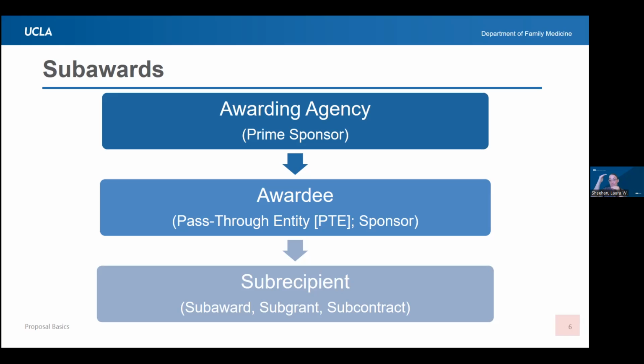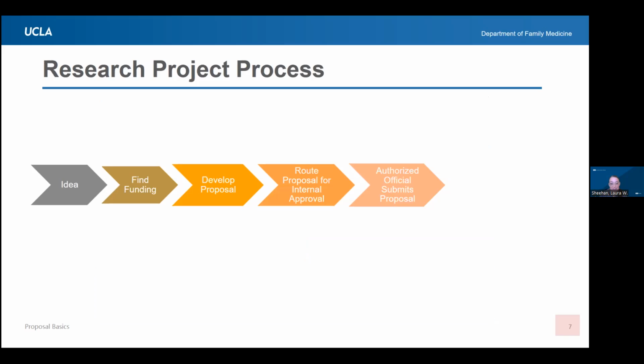And then the prime sponsor is the original awarding agency. So the one in the middle is what we call the pass-through entity, or PTE. Sometimes you might be the subrecipient. Let's say you're doing a research project with UCSF and they got their money from the NIH. In this case, your institute would be the subrecipient, UCSF would be the sponsor or the PTE, and the NIH would be the prime. If you have any questions on that, feel free to type it in the chat.